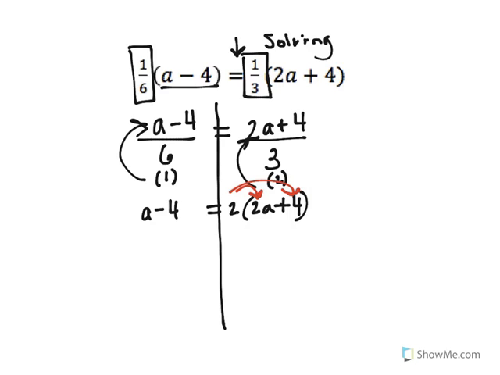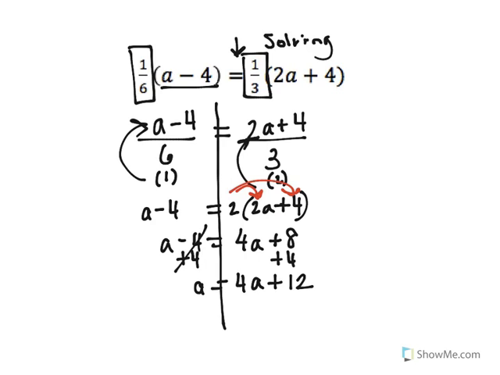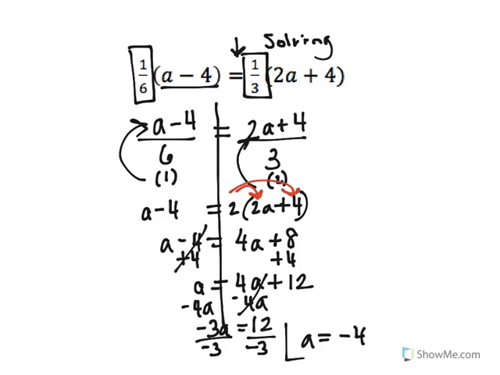Distribute, and I get 4a plus 8 equals a minus 4. I add the 4 here, I add the 4 here. These cancel. A equals 4a plus 12. I want to get the a's together. Okay.